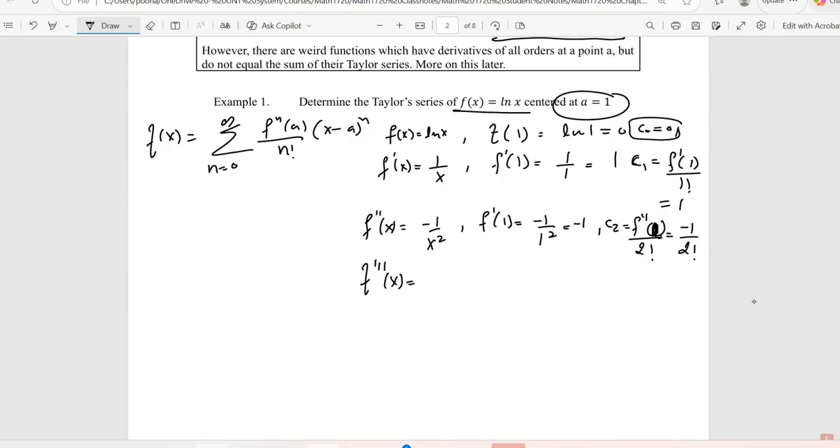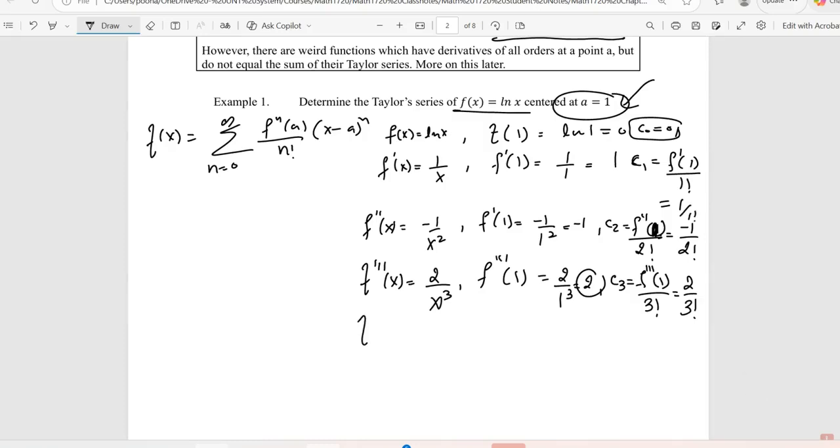For the third derivative, negative 2 comes up, it becomes positive 2 by x cubed. The third derivative at 1, all of them have to be done at a equal to 1. So that's 2 by 1 cubed, which is 2. Therefore, c3 should be the third derivative at 1 by 3 factorial, which is 2 divided by 3 factorial. So what is happening? It's an alternating series. Let's try one more to figure it out completely.